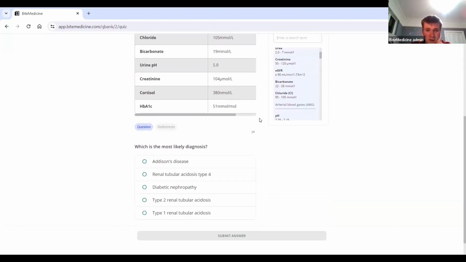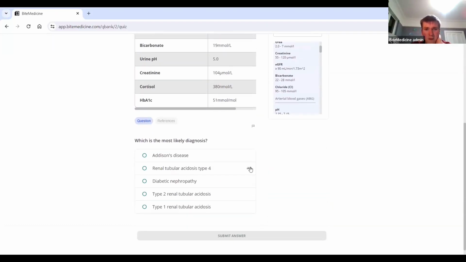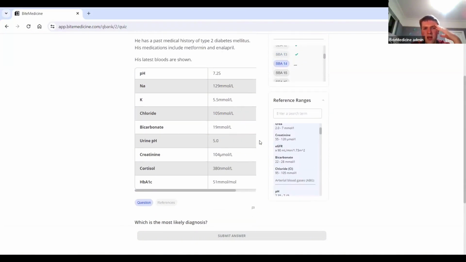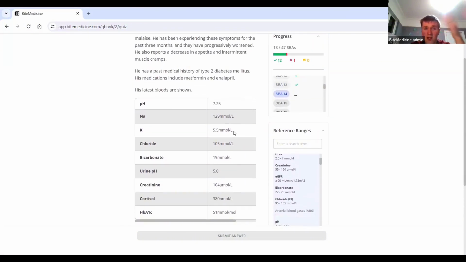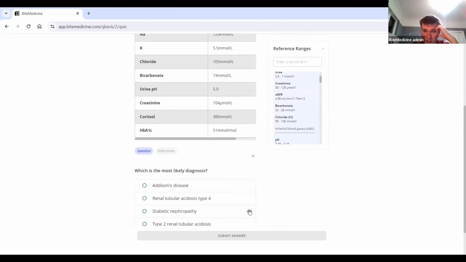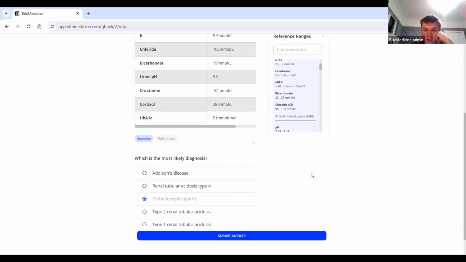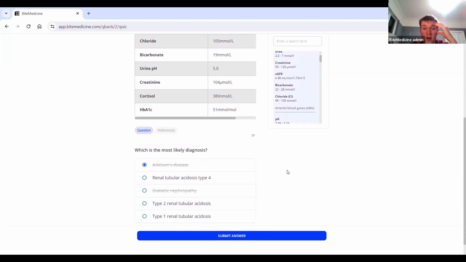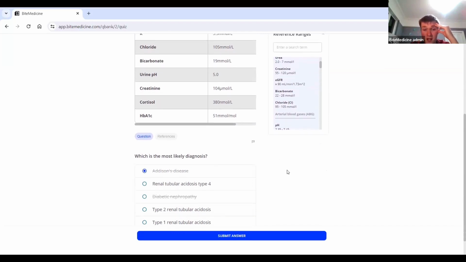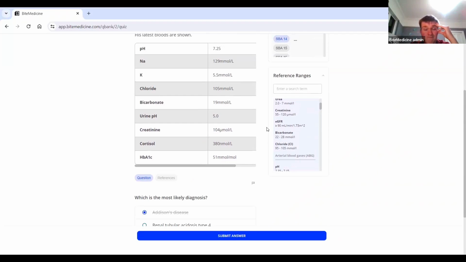So is there a way we can narrow this down? Whilst diabetic nephropathy can cause kidney impairment, we haven't actually been given any kidney function issues on here. So I'm going to get rid of diabetic nephropathy. Addison's disease, by definition, that's primary adrenal insufficiency. I'm binning that off because his cortisol's okay. Which leaves us with our 3 types of renal tubular acidosis.